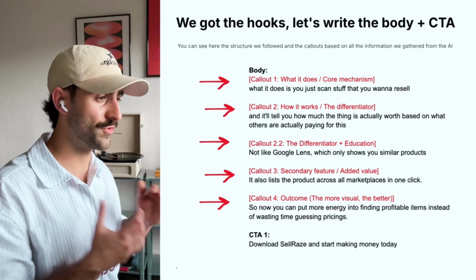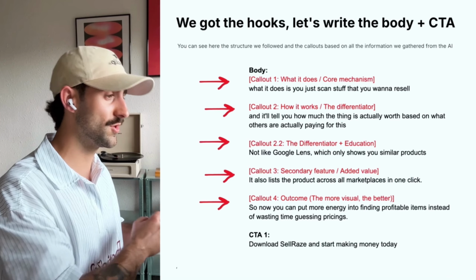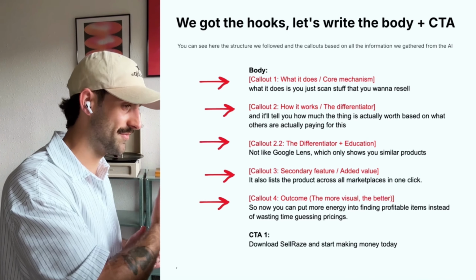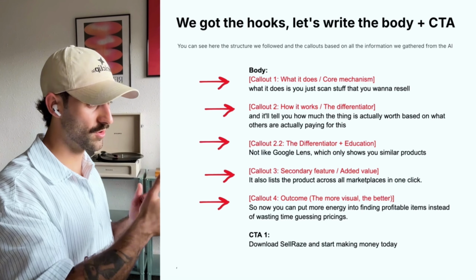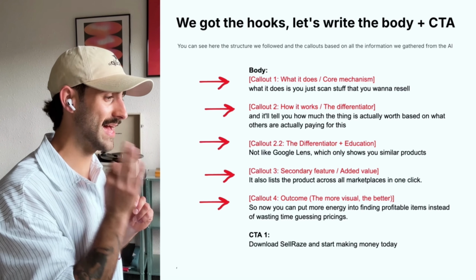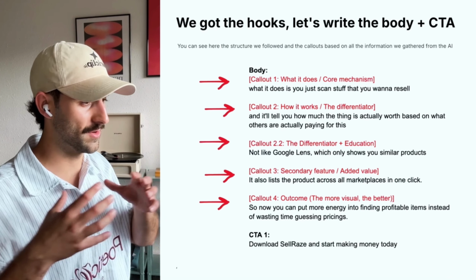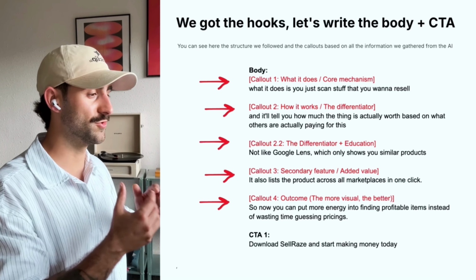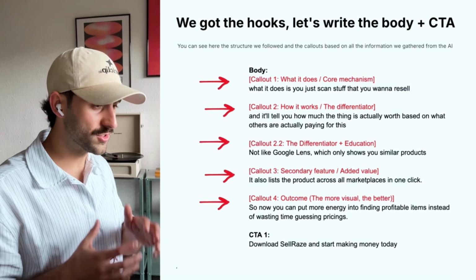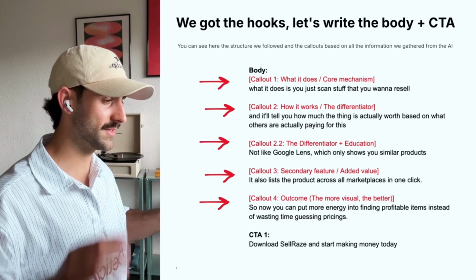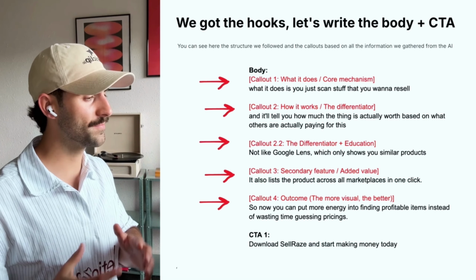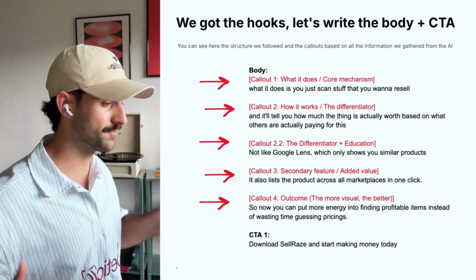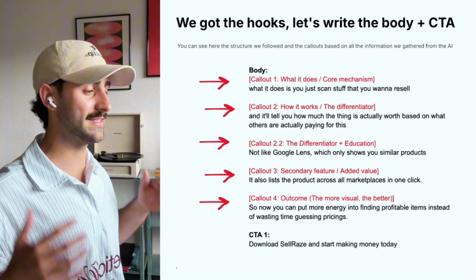You can see here the structure we follow and the callouts based on all the information we gathered from the AI. Callout number 1, what it does: you just scan stuff that you want to resell. Callout 2, how it works: it tells you how much the thing is actually worth based on what others are actually paying for it. Callout 2.2: not like Google Lens, which only shows you similar products. Callout number 3: it also lists the products across all the marketplaces in one click. And callout number 4: so now you can put more energy into finding profitable items instead of wasting time guessing pricing. So the CTA: download SellRaise and start making money today.